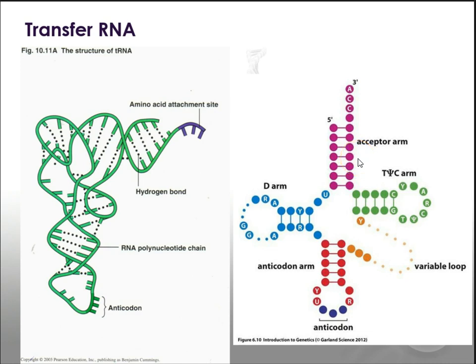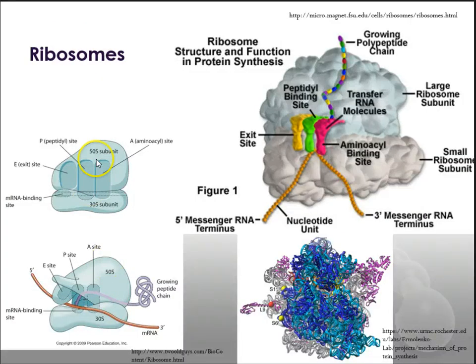But the important parts that you need to know are the acceptor arm right here. It's right here in this picture. This is the amino acid attachment site. Each transfer RNA matches a specific amino acid, and it has an anticodon here. This anticodon is going to line up with the codon on the mRNA. As the mRNA moves through the ribosome, which I'm going to talk about in a second, then you're going to have this hooked up. And I'm going to show you that in a picture just momentarily.